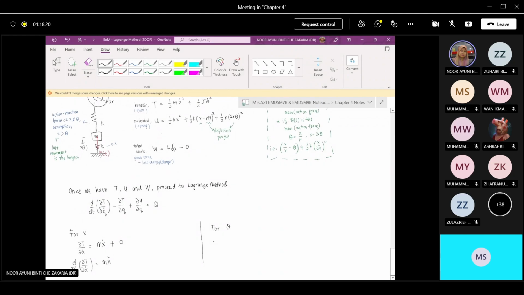Another one, you do for theta. Partial derivation against angular velocity, theta dot, ya. So you will have, this is 0, plus, look at the T. Look at the kinetic energy equation. Then you can have J with theta dot. And differentiate over time. Then kita dapat J theta double dot.